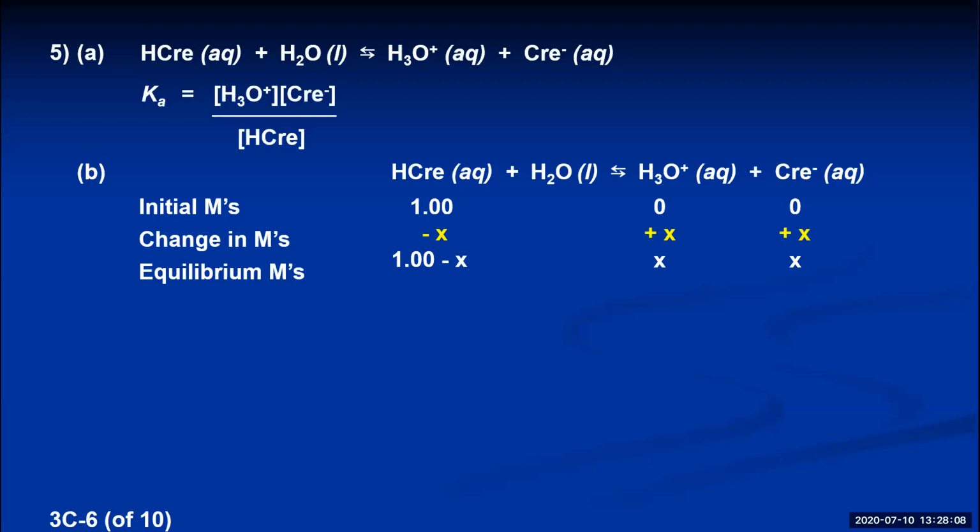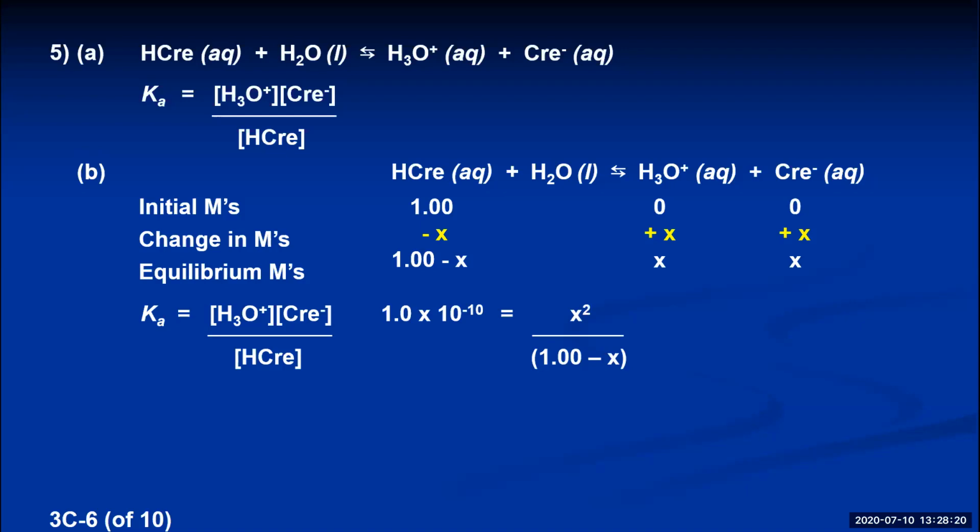If we want to solve this, we relate the equilibrium molarities to the equilibrium constant through the equilibrium constant expression in part A. So if we plug in the Ka value and the 3 equilibrium molarities, we can solve for X. And I'll do this by assuming X is so small, I'll ignore the X in the denominator. So it's just going to be 1.0 times 10 to the minus 10th equals X squared over 1. And that comes out pretty easily. X is 1.0 times 10 to the minus 5th molar.